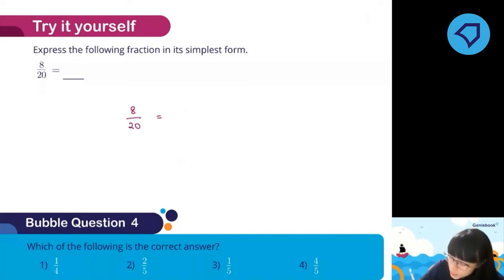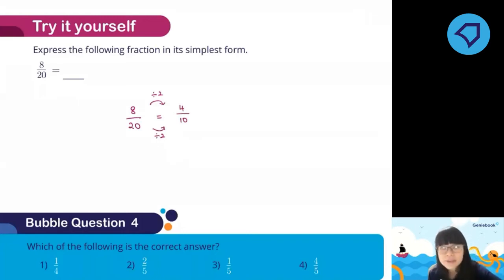Okay, let's do both. When you divide by 2, why is it that both of them will give you the same answer? Okay, 8 divided by 2 will give you 4, 20 divided by 2 will give you 10, you have 4 over 10. Then you realize that, hey, 4 and 10, they are both even numbers also, right? Again, when I mentioned if they are even numbers, means they both can be divided by 2. So they can divide further. Divided by 2, divided by 2. So 4 divided by 2 is equals to 2, 10 divided by 2 is equals to 5. So the simplest form would be 2/5.